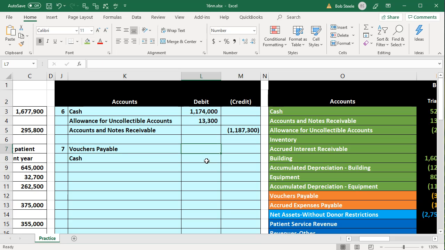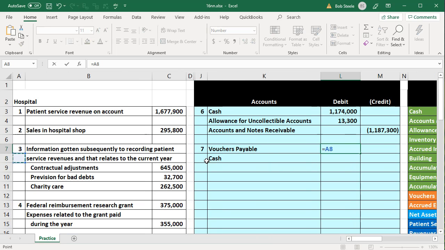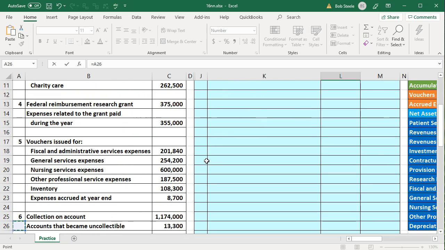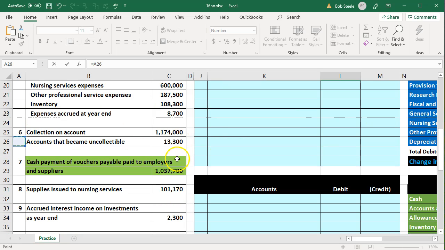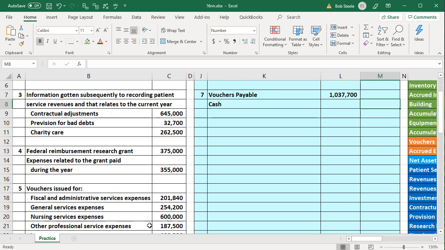The amount then is going to be equal to, scrolling back over, scrolling back down, not that far down. It's going to be equal to number 7. It is that far down. 1,337,700 and enter. The credit is going to be for the same amount. There's going to be our transaction, debit the voucher payable, credit to cash.